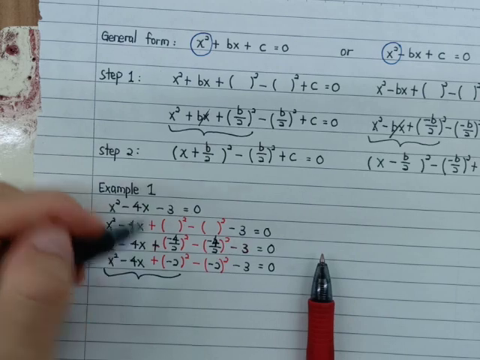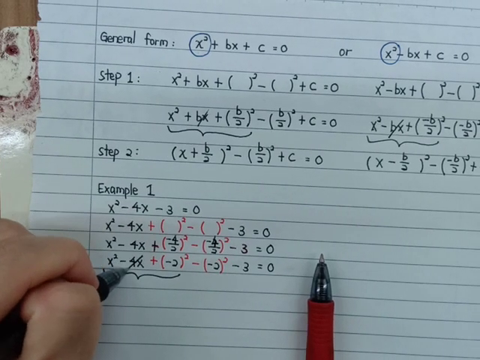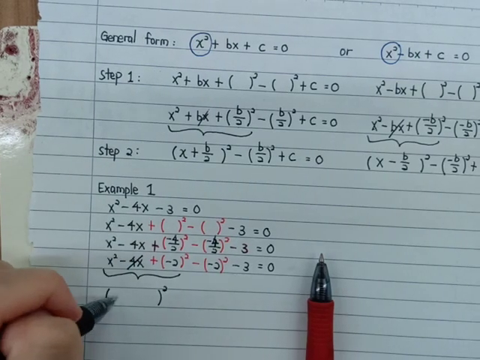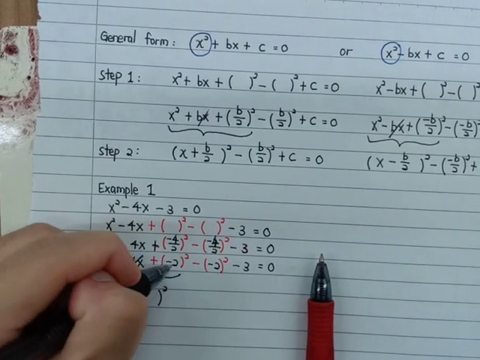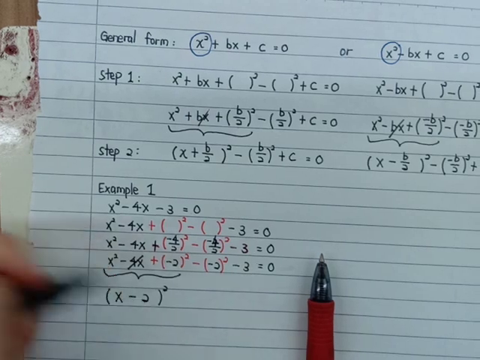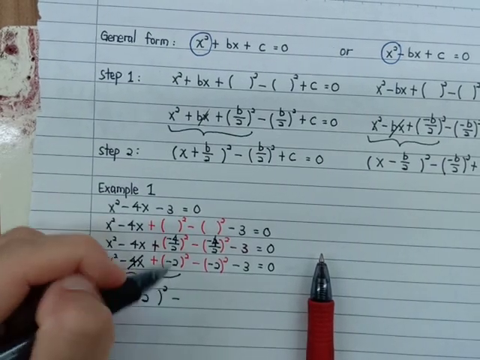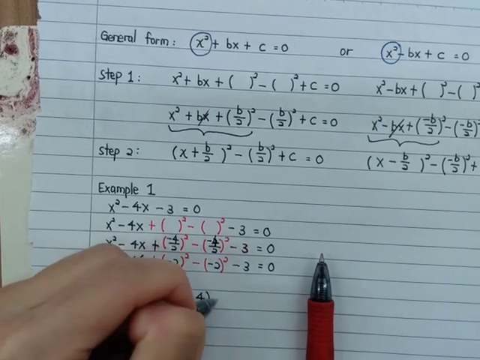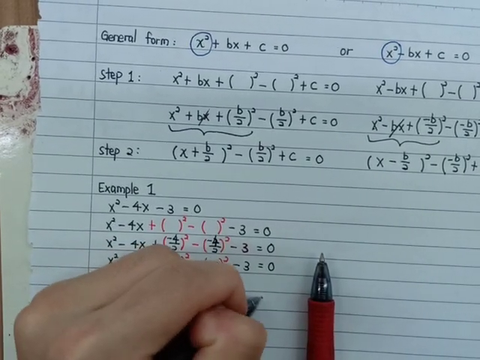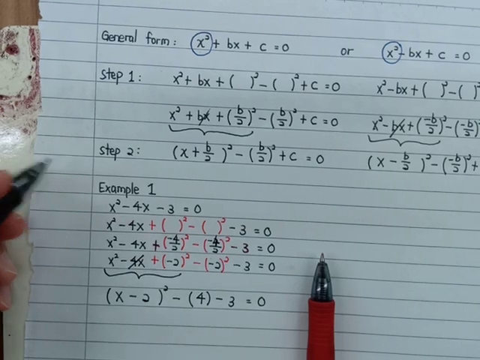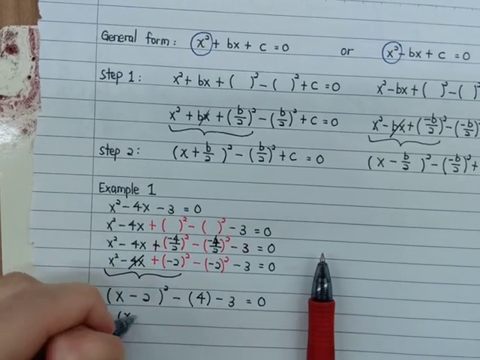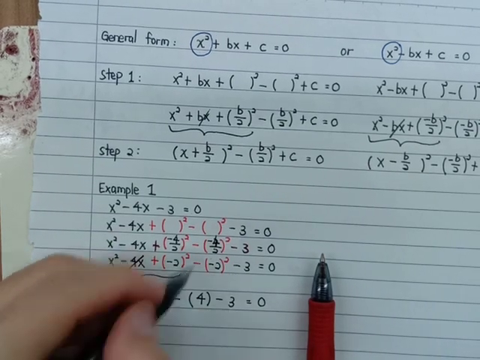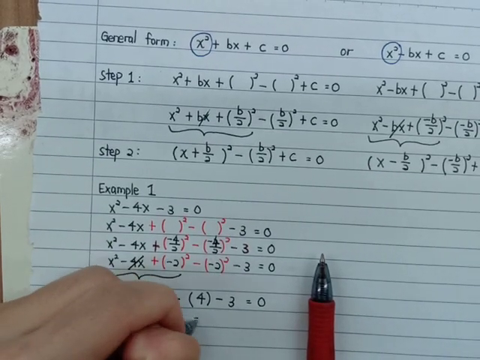Next, the first three terms. You can just ignore the value in the middle. So you put a bracket here, squared. So here is x, and inside the bracket is negative 2. So it's x minus 2, squared. So minus negative 2 squared is minus 4, minus 3 is equal to 0. So finally, (x minus 2) squared, minus 4 minus 3 is negative 7, is equal to 0.